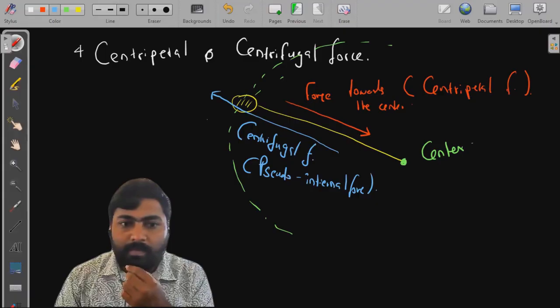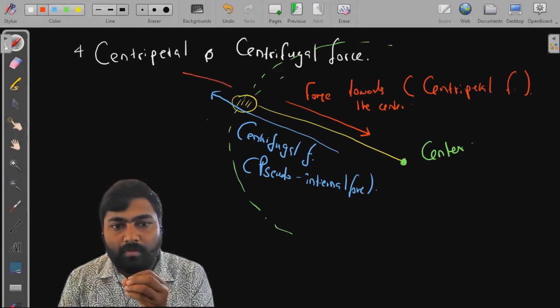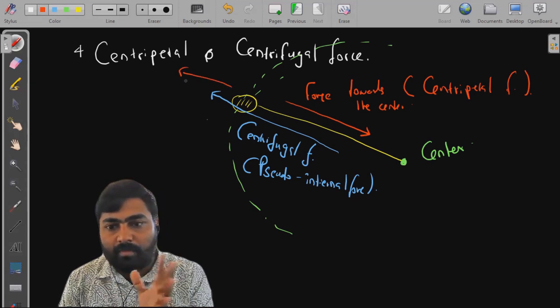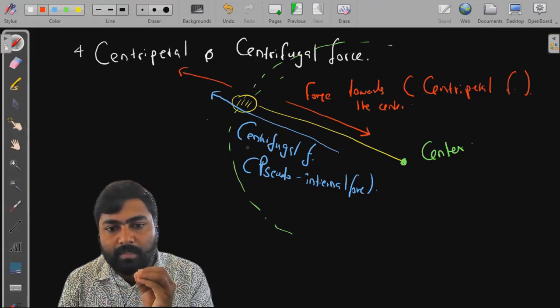When we move this object, we feel it just tries to move towards this side, not towards the center. Always it tries to move outward from the center. That is due to the mass of this object. That's why we call it a pseudo force, an internal force. Actually, that is not an actual force; it happens due to the mass of this object. Clear?